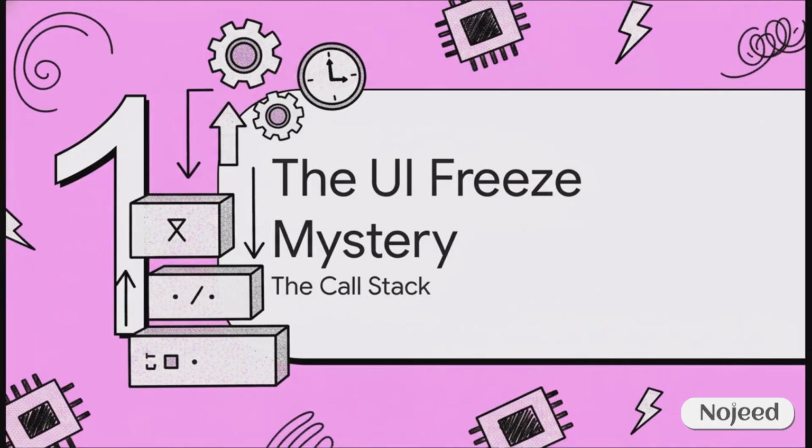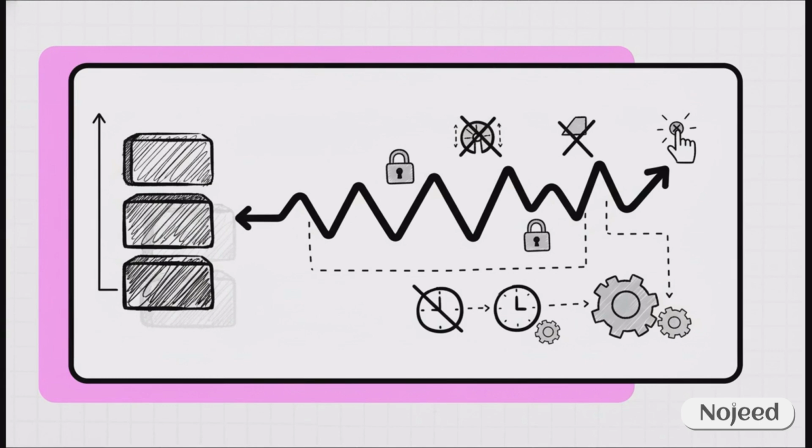Okay, so to get to the bottom of this, we have to start at the very beginning, the one place where all of your JavaScript code actually runs. This is our first clue, and it's called the call stack. Think of the call stack as a single lane highway. It can only handle one car, one task at a time.